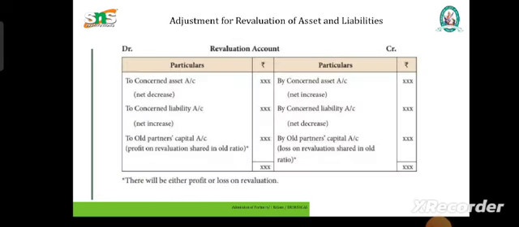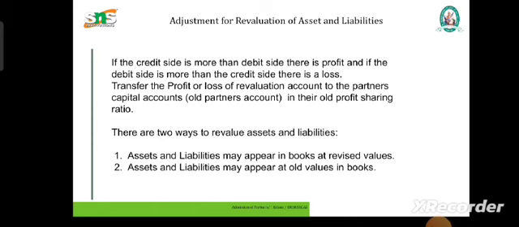This is the format of the revaluation account. On the debit side: to asset account, to liability account, and to partners' capital account. On the credit side: by asset account, by liability account, by old partners' capital account. There will be either profit or loss on revaluation. If the credit side is more than the debit side, there is a profit, and if the debit side is more than the credit side, there is a loss.